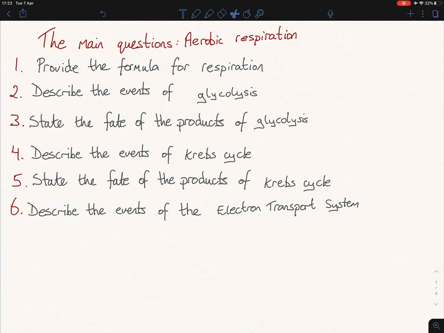Hi everybody, so today we're looking at respiration and the potential questions you could be getting in exams. So I have six main questions here, and we'll work our way through them. You can see the first one there: provide the formula for respiration.